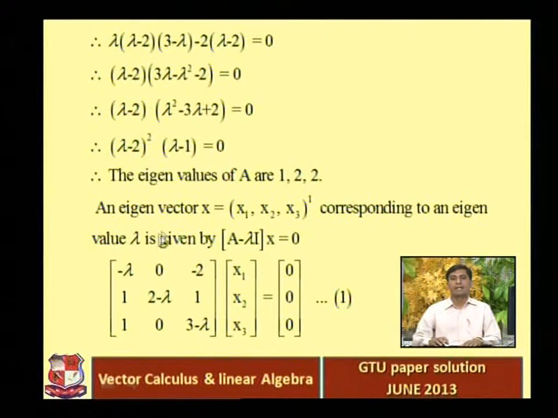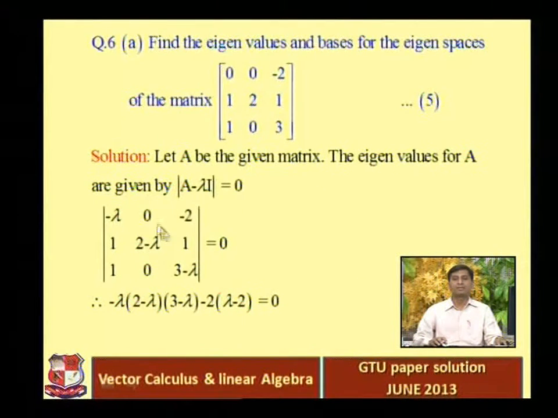So an eigenvector x, that is equal to x1, x2, x3, corresponding to an eigenvalue lambda is given by (A minus lambda I) into x, that is equal to 0. Now what is A minus lambda I? Here is the matrix. You can see this is our A minus lambda I, this determinant. From this determinant you can write down the matrix.